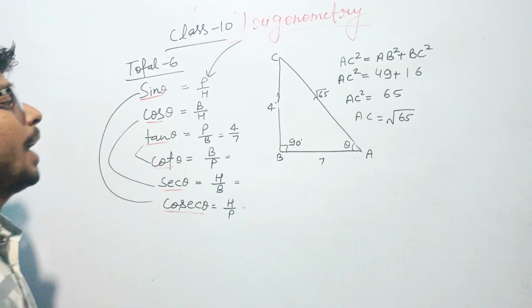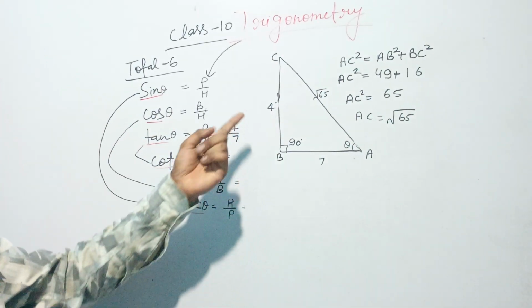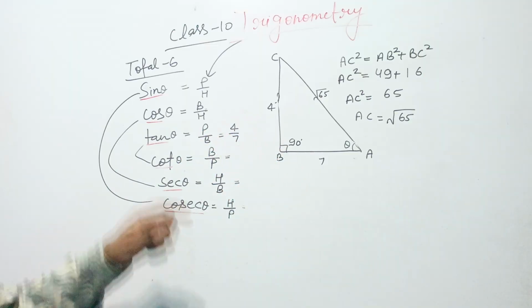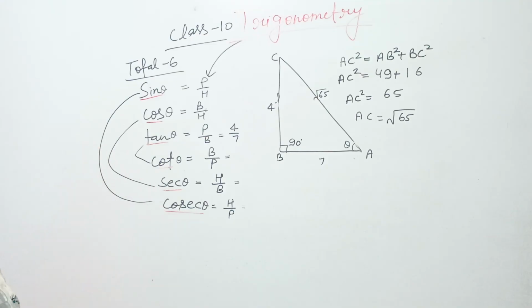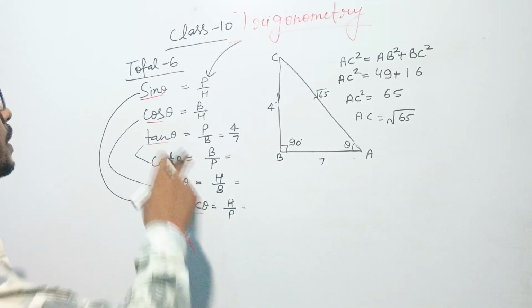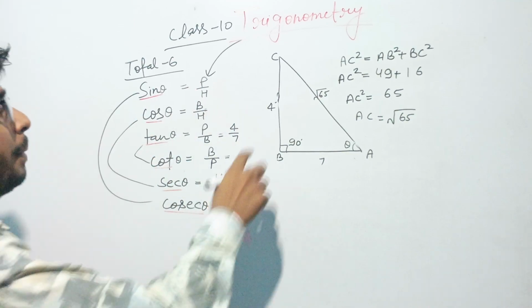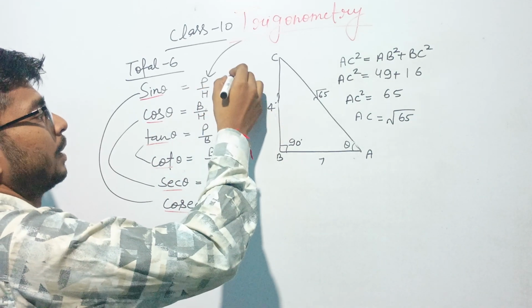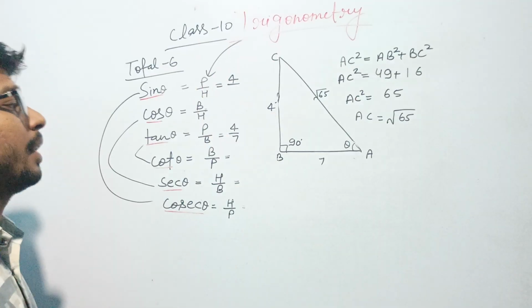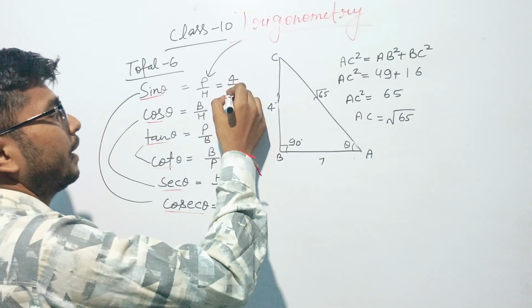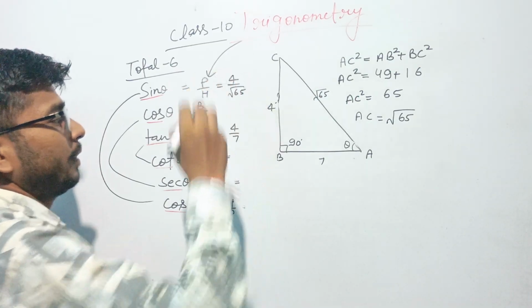Okay, now we have two sides given already, and the third we got. Now we can find all the remaining trigonometric functions easily. Sin theta is perpendicular upon hypotenuse, right? So perpendicular is 4 and hypotenuse is under root 65. So we will write 4 upon under root 65.